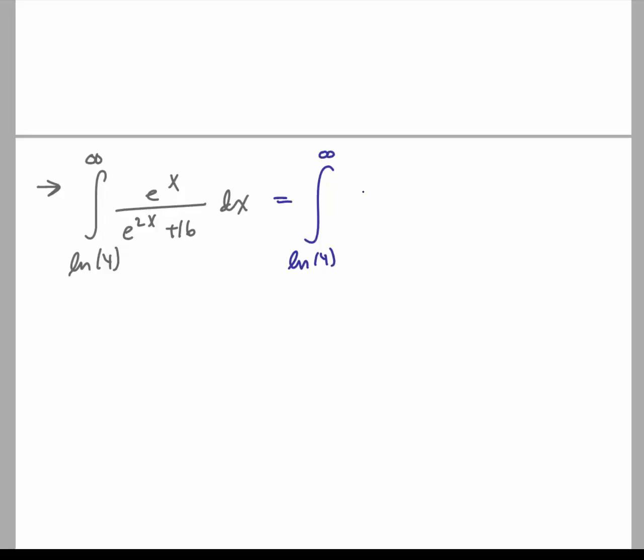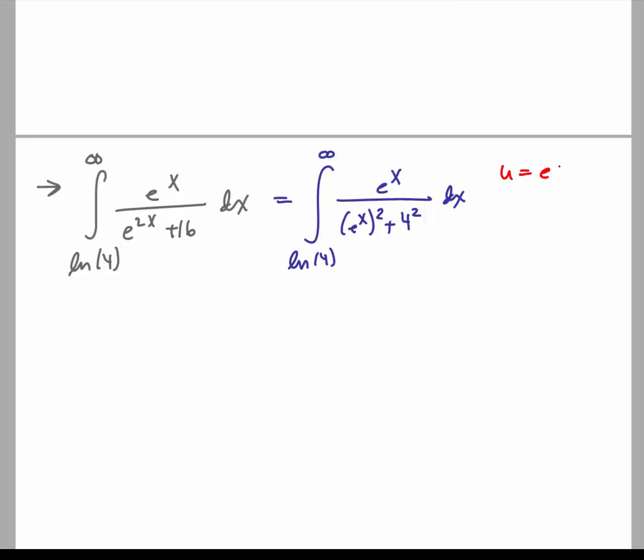This next one I really like because it involves inverse trig functions eventually. It doesn't look like it right off the bat when we first start, but it quickly turns into an inverse trig function. So this is e to the x over e to the 2x plus 16 dx. Now what we'll want to do with this one, this looks like a u squared plus a squared. So we'll want to rewrite this. Natural log of 4 to infinity are still my limits of integration, but I want to rewrite this. So this would be e to the x quantity squared plus 4 squared dx.